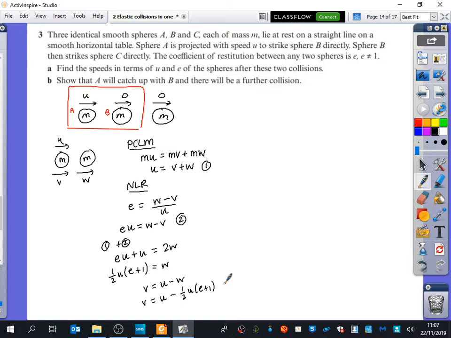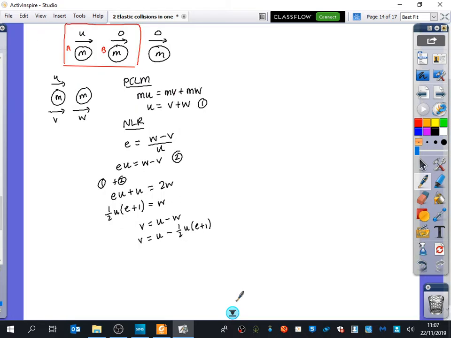I'm just going to come down the board a bit here because we're going to have quite a lot of things happening. So we then get V equals U minus a half EU minus a half U. So V is U minus a half U, which is a half U, minus a half EU. So V is a half U (1 minus E).